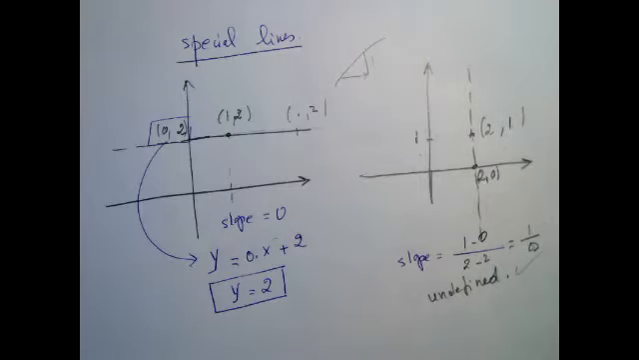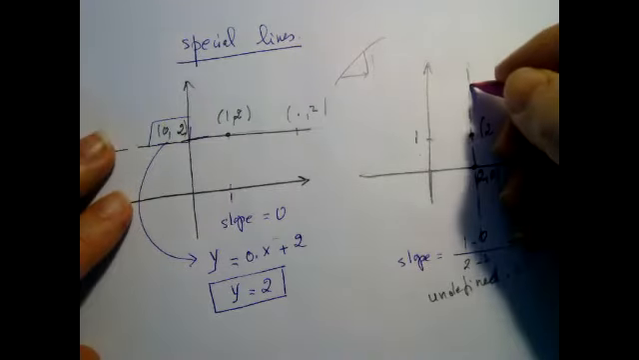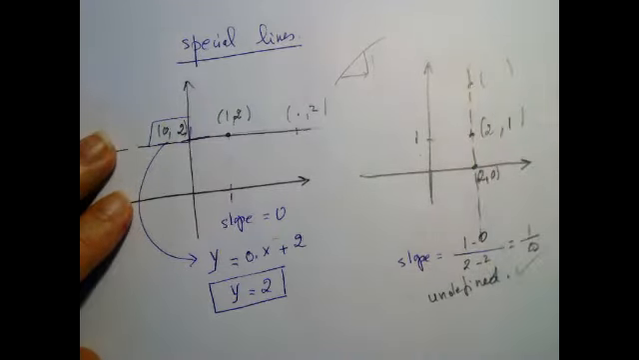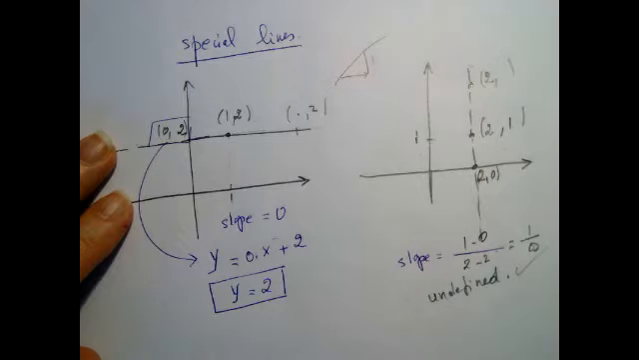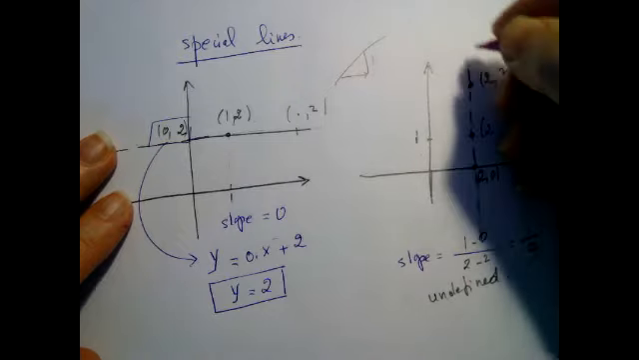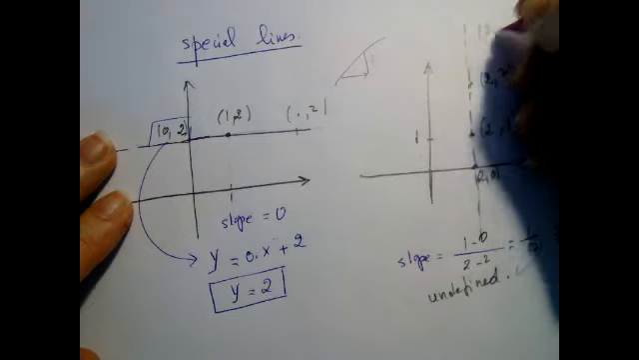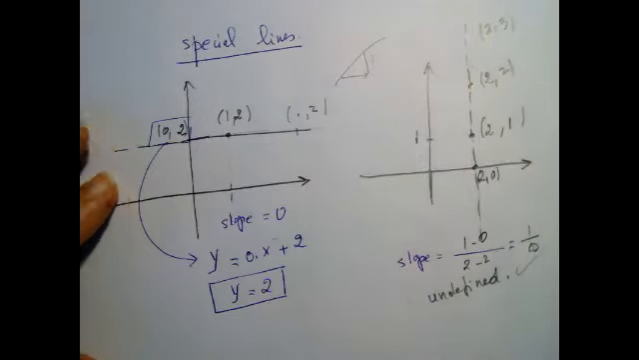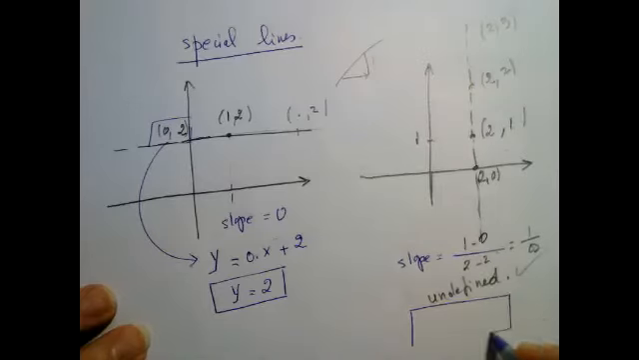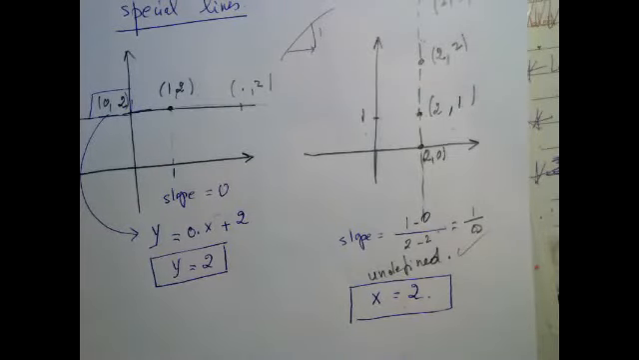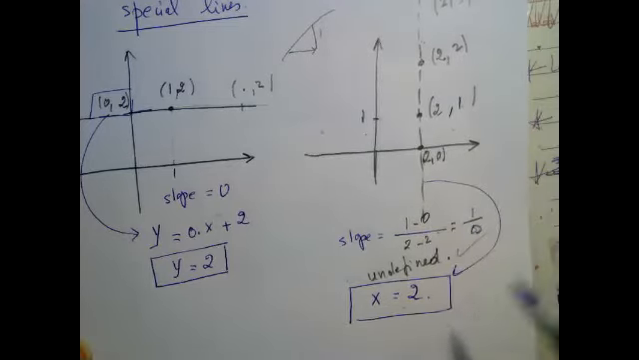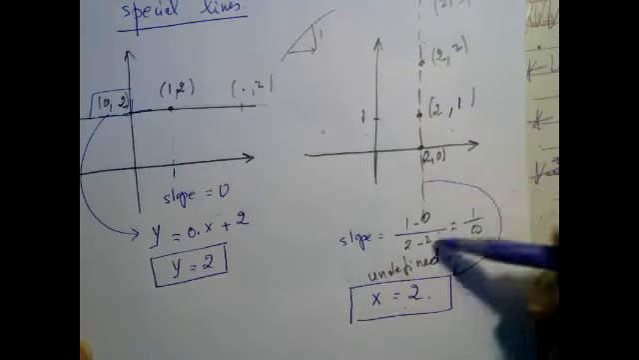But what is the equation? The equation will become what? What characterizes every point here? What characterizes every point is, regardless which point I take, the x value is 2. The y value is, of course, changing. So the equation of this line becomes the following: x equal to 2. Which means that no matter what y is, the x is always equal to 2. So x equal to 2 is the equation of this line.